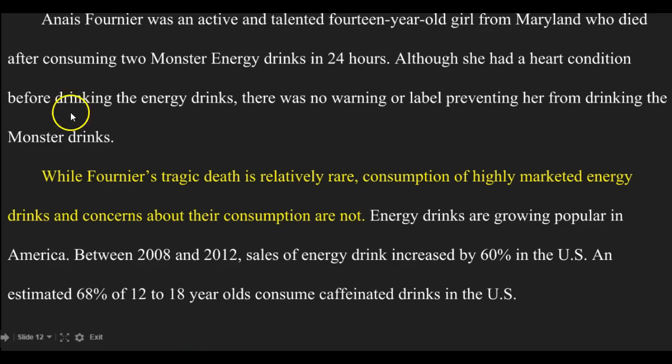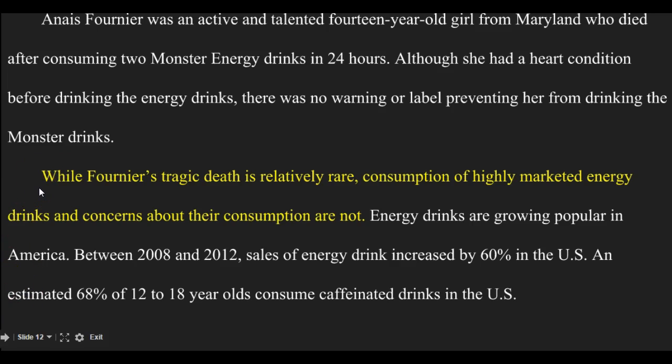So we've got a specific example. Anise Fournier was an active and talented 14-year-old girl from Maryland who died after consuming 2 Monster energy drinks in 24 hours. Although she had a heart condition before drinking the energy drinks, there was no warning or label preventing her from drinking the Monster drinks.